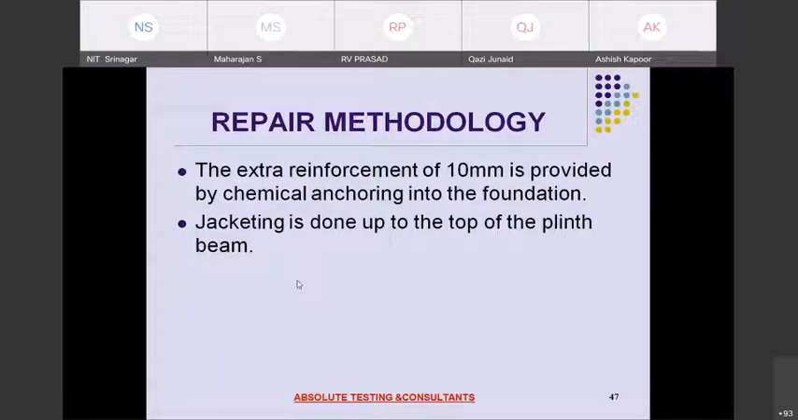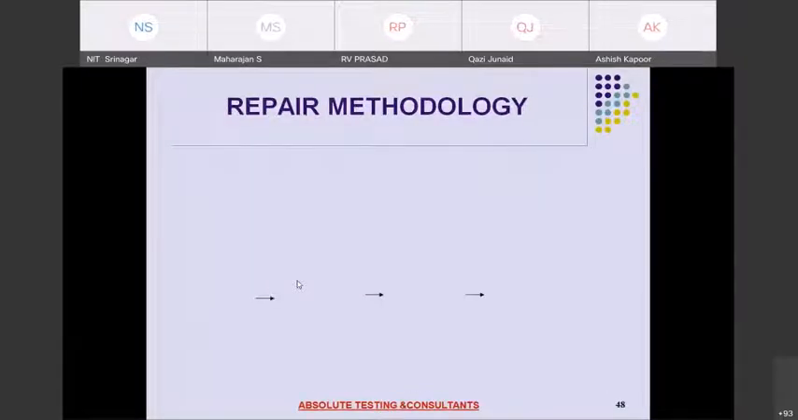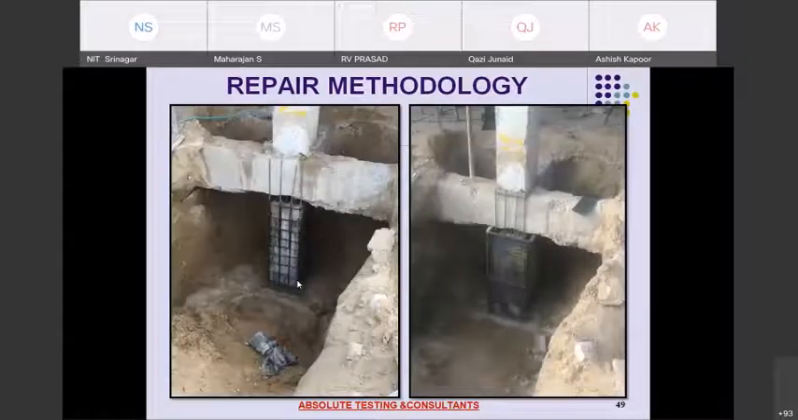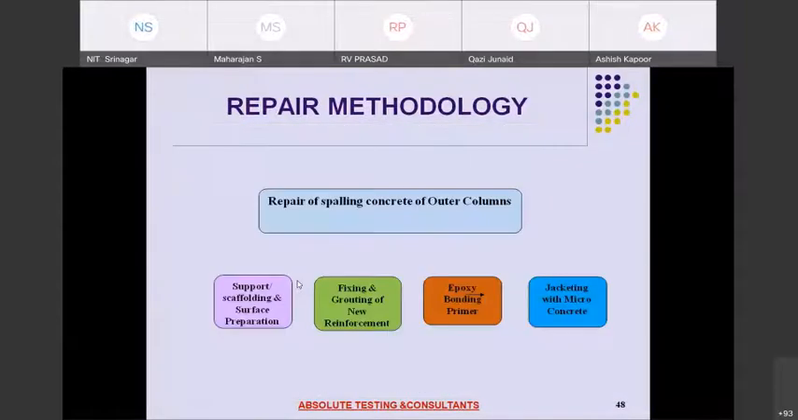And extra reinforcement of 10 mm is also provided by chemical anchorage into the foundation. Jacketing is done up to the top of the plinth beam. So again, the same procedure we have followed: supporting, scaffolding, surface preparation, fixing, grouting of new reinforcement, epoxy, bonding primer, and then jacketing with micro concrete.